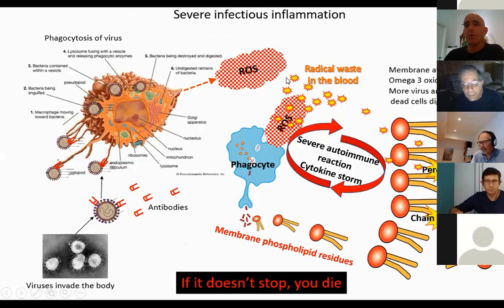Okay, so what is a severe infectious inflammation? I will try to explain how this happens. So let's start here with a virus that invades the body, and it can simply land on your tonsils and in your throat, coming from the air, like COVID-19 or influenza.